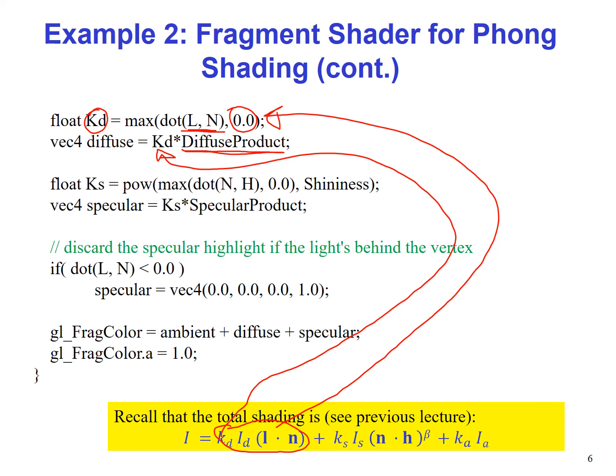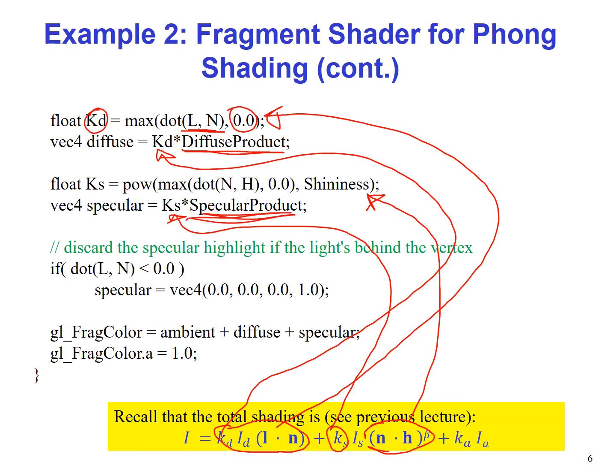Next, we calculate the specular part by taking N dot H raised to a power beta over here, and then multiplying this with ks over here, multiplying ks with the specular product of the light. So this is the specular product. And then we ensure that we do not give any specular component if the light is behind the vertex or the fragment. So we find out the dot product of L and N, and if it is less than 0, we just simply take 0 for the specular reflection.